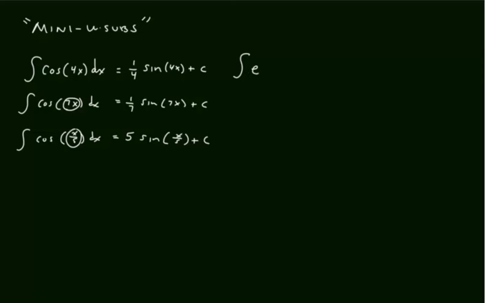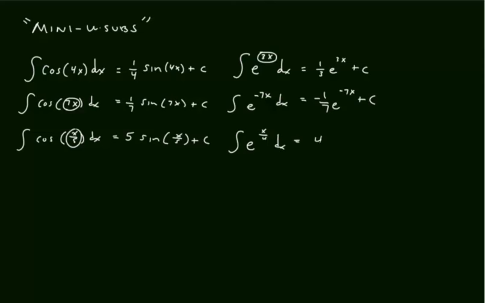Let's do e to the 3x dx. So my choice of u is this linear 3x, and the number that gets pulled out is a 1/3, and then e to the stuff plus c. I'll keep doing a bunch of these. e to the negative 7x dx. That's going to be simply negative 1/7 e to the negative 7x plus c. Let's say we had e to the x/4 dx. That's going to be 4 e to the x/4 plus c.